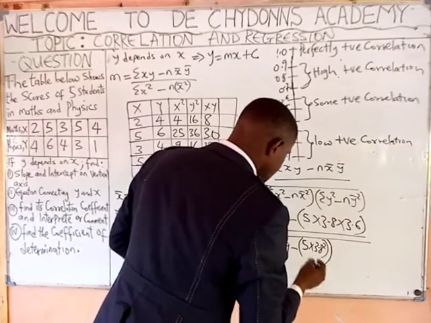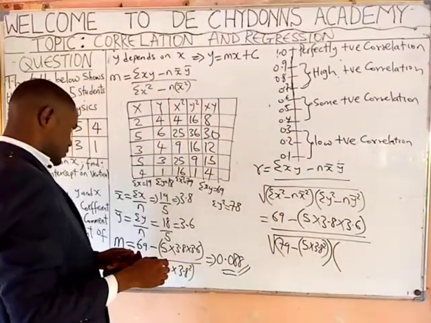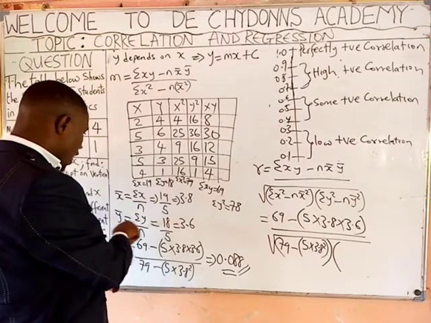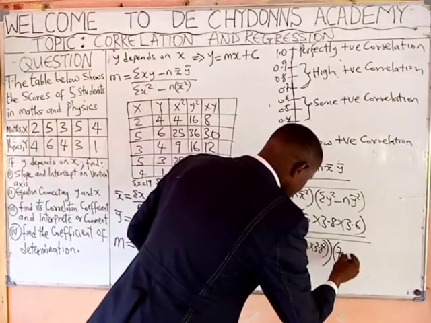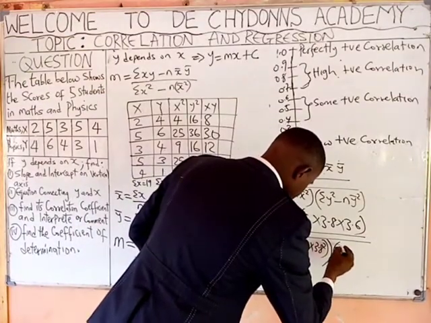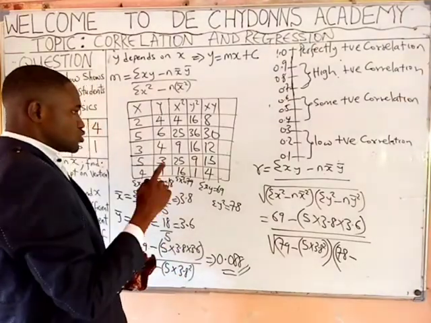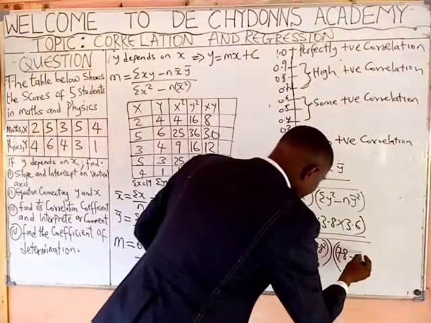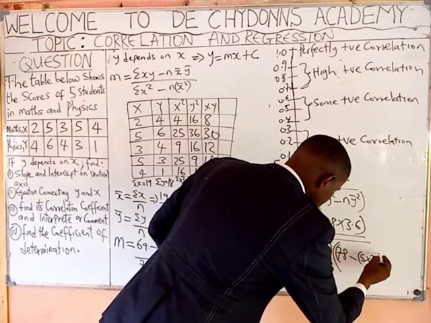Then we now say summation of y squared is 78 minus n, which is 5, times 3.6 squared.